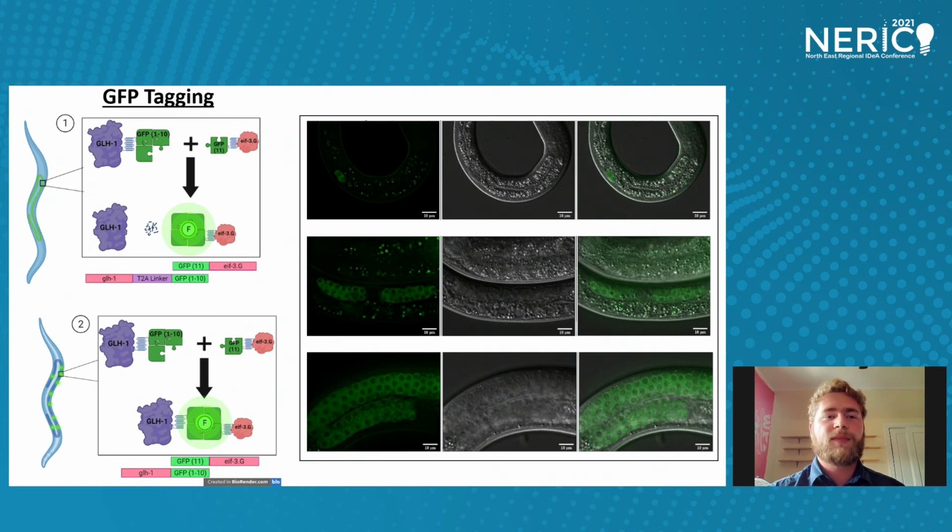GLH1 mediates passage of transcripts out of the nucleus, passes it off to EIF3G, where GLH1 then disassociates, and EIF3G helps initiate translation of the transcript.